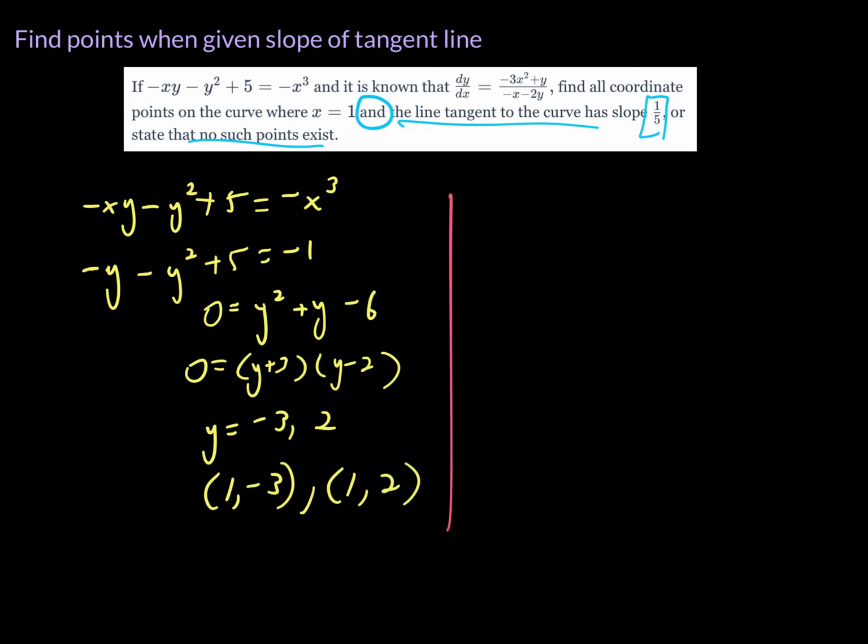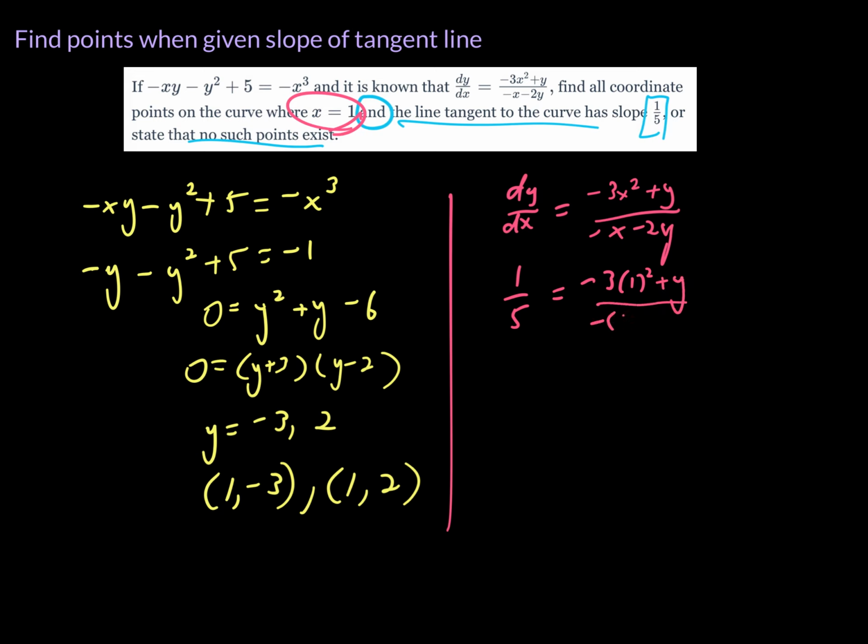Let's see if one of them or both of them or none of them have a slope of 1/5. So here's our dy/dx, and it was given to us that it equals this. We know the slope, the dy/dx, is 1/5. That's the slope of the tangent line, and we know that our x value is 1, so we can plug in a 1 wherever we see an x. We just don't know what the y value is.